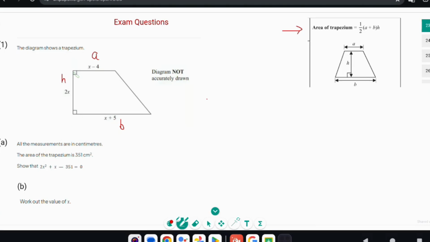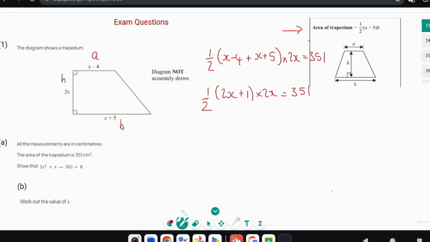Right, so let's put the information into the formula. Half (A plus B) times by H. And we know that is equal to 351. Let's simplify. I'm going to simplify the expression in the brackets first. X plus x is 2x, minus 4 plus 5 is positive 1. There's a couple of different things you could do here. I'm actually going to work out half of 2x. I'm going to do half times 2x. Half times 2 is 1, so it's just 1x.